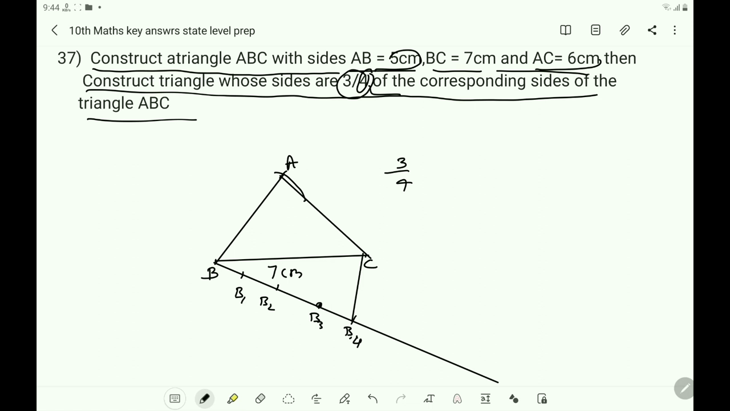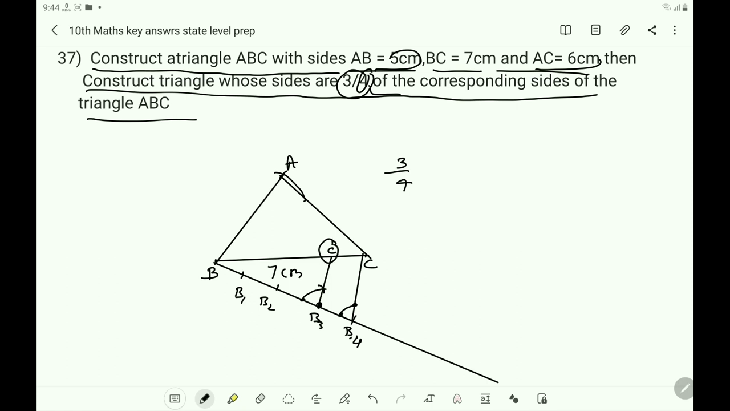Draw a line parallel to this B4C. You know the method of drawing a parallel line. Draw a curve with convenient radius. With B3 as a center, draw the curve with the same radius. And from here to here, you find the distance. And with the same distance, you must cut it and join this. You will get a line parallel to B4C. And this is the point C dash.